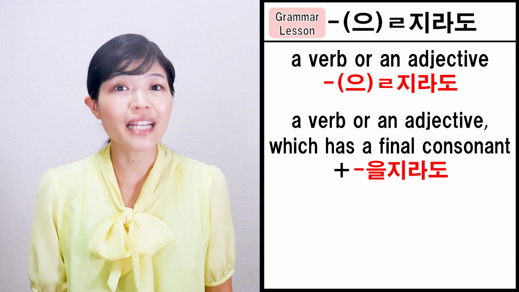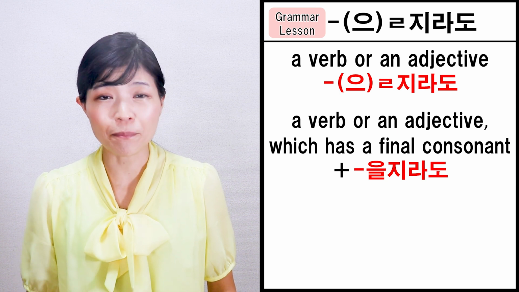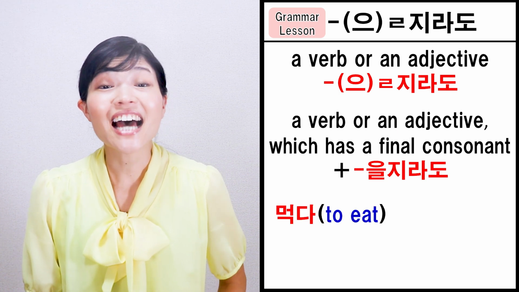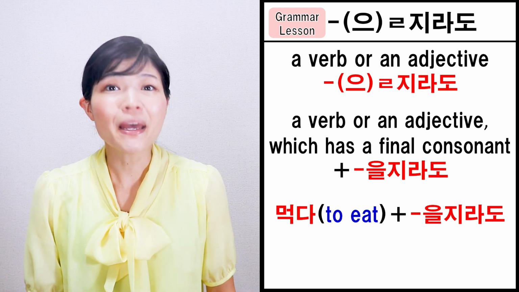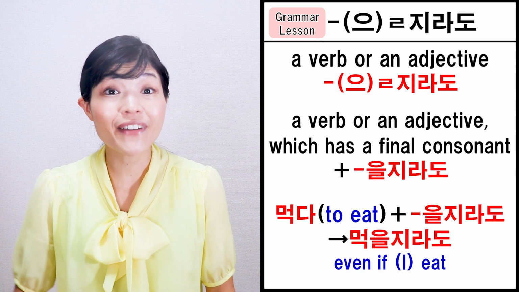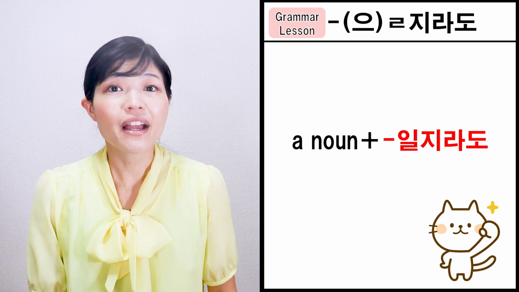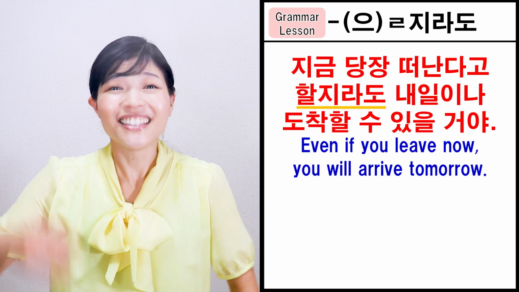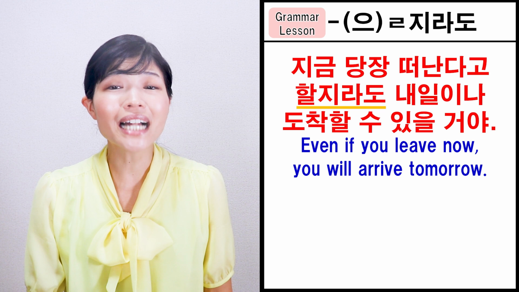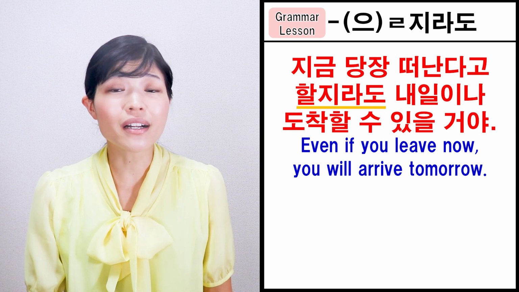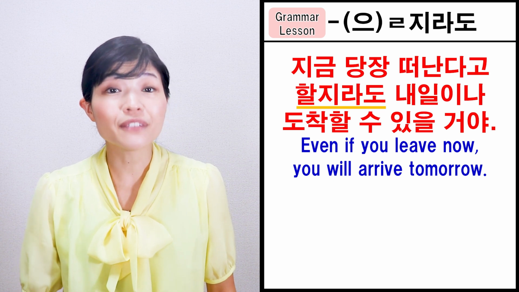If a verb or an adjective has a final consonant, you attach 을지라도 to the stem. For example, 먹다, to eat, has a final consonant. So you attach 을지라도 to the stem to make 먹을지라도, even if I eat. For a noun, you attach 일지라도 regardless of a final consonant. Then let's read a sample sentence. 지금 당장 떠난다고 할지라도 내일이나 도착할 수 있을 거야. Even if you leave now, you will arrive tomorrow.